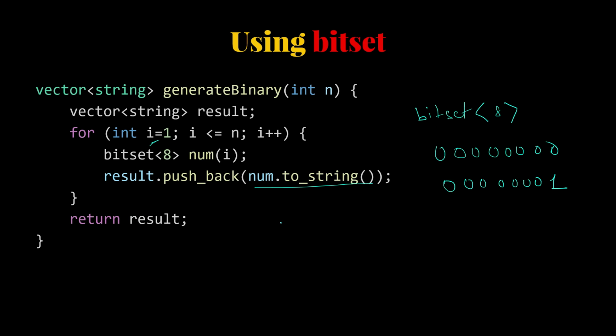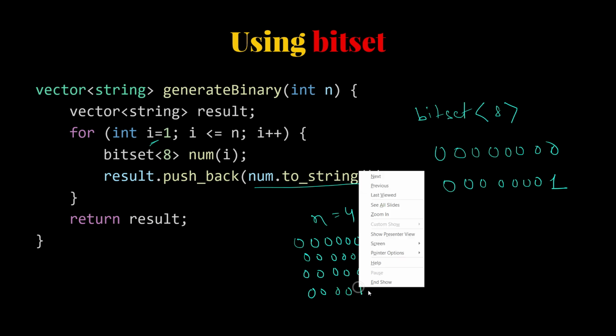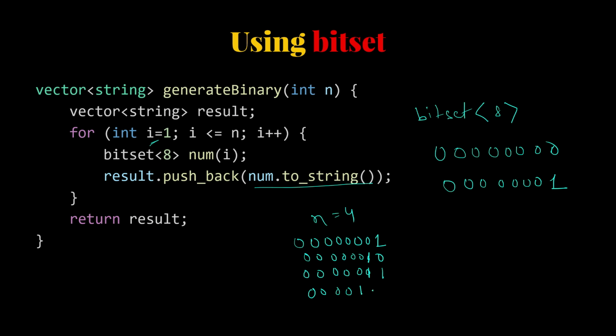So let's say for n equal to 4, it will print 00000001, 00000010, 00000011 and 00000100. This is how it gives us the result.